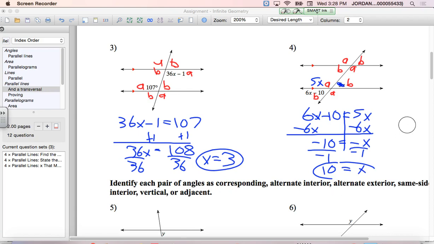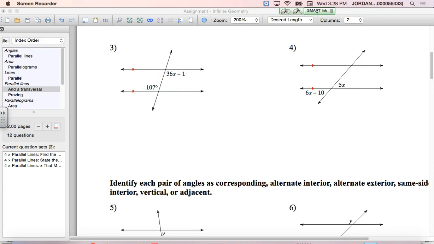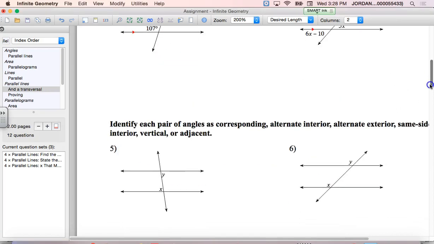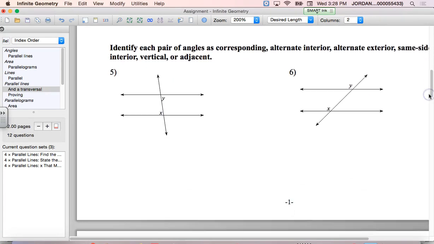All right, so now let's look at these next couple problems. Right here, all we're going to do is identify the relationship. So we're going to say, are they vertical angles, alternate interior, whatever. Okay, so look at number 5. Y and X. They're both on the interior, so I know they're going to be something interior angles. All right, they're on the alternate side of the transversal. So we'd say alternate interior angles.